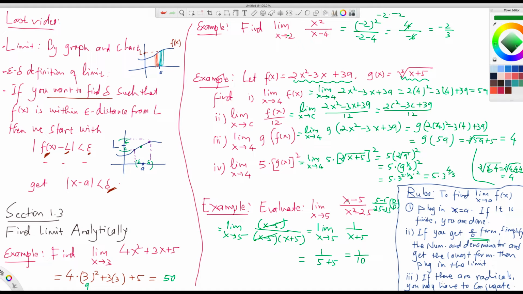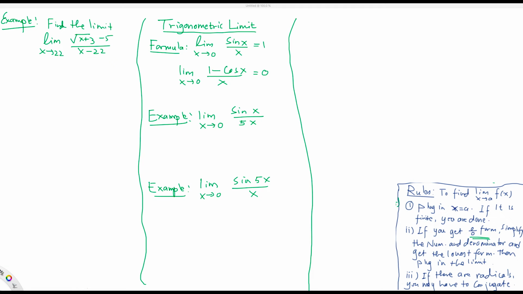The next rule is sometimes you get radicals, meaning the root in the numerator or in the denominator. Then in that case, you may have to use the conjugate multiplication. So the next example is where we will have to use conjugate multiplication, where the numerator or the denominator has a root in it. Okay, look at this example. Find the limit as x tends to 22 of root of x plus 3 minus 5, divided by x minus 22.